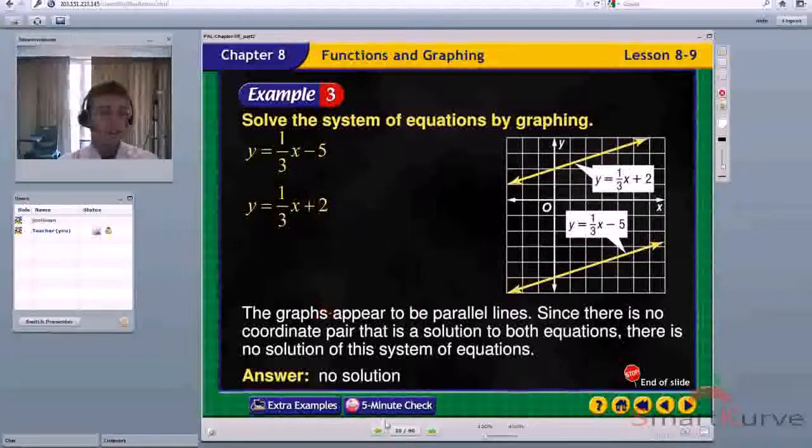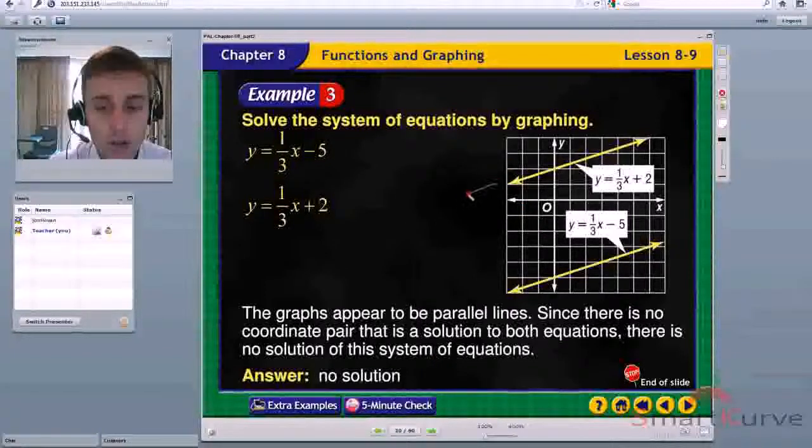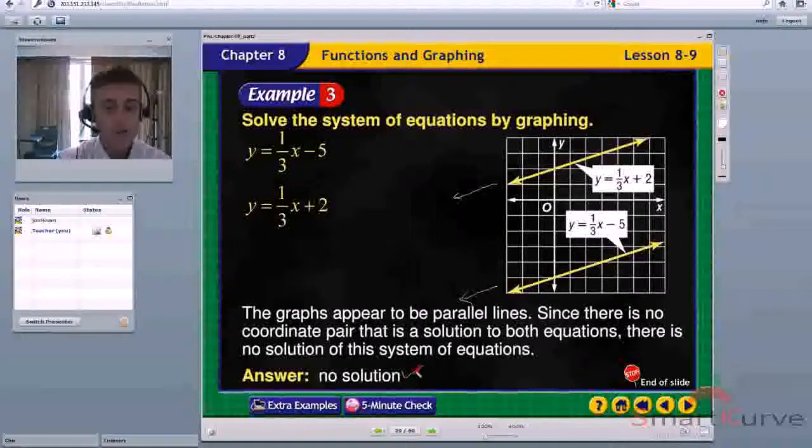These lines don't intersect. There is no point where the lines intersect. They are parallel lines. This line will continue going down at the same slope as this line. They will not intersect each other, so there is no solution. There is no point that they intersect.